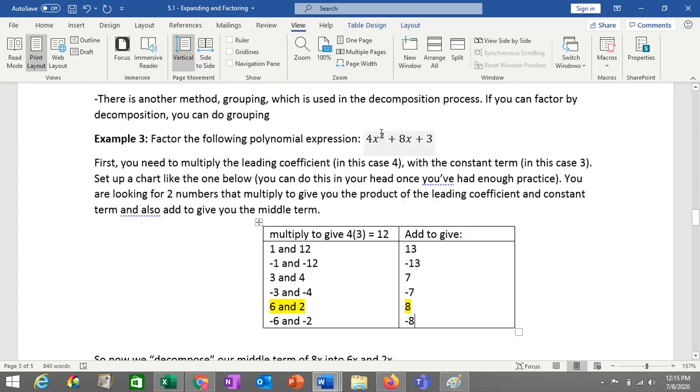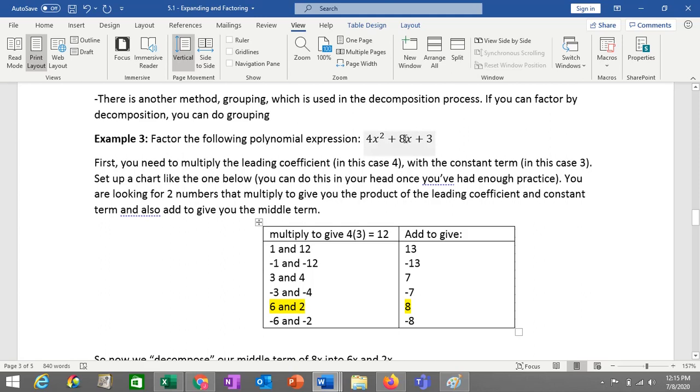So you take your leading coefficient, your number in front of the x with the biggest exponent. So that's going to be your 4 here. And you multiply that by the constant term, the term that doesn't have the x in it. So 4 times 3 is 12. Okay? So what you're doing then is you're going to decompose this 8 into two numbers.